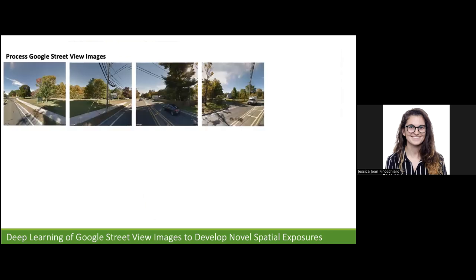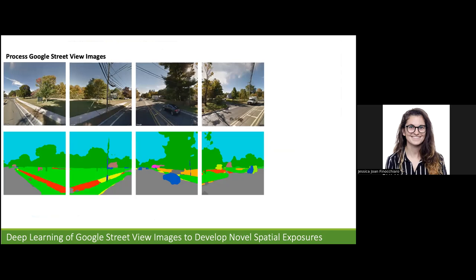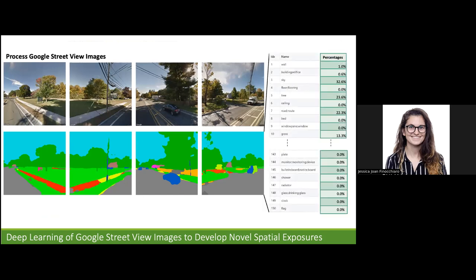Then we take those images. We have actually downloaded 350 million Google Street View images. We process those images using, again, the PSPNet algorithm, the ADE20K data set. And then we get percentages of each pixel class across those four images for that location. So for a given location, for instance, we see it's 23.6% trees within view, or 22.3% roads within view, right?